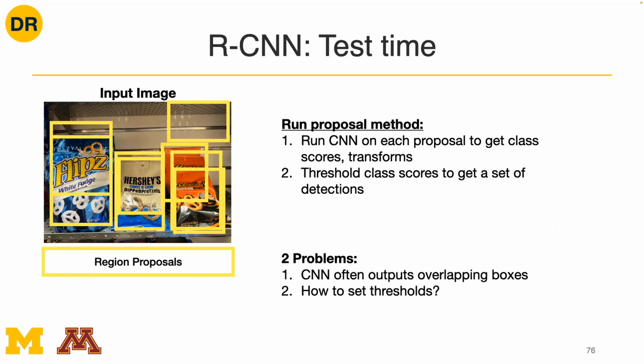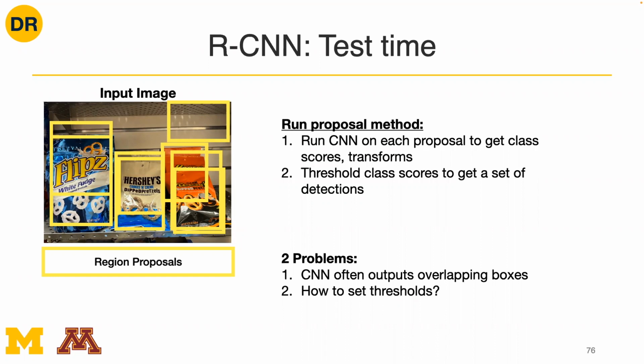During the test time, what can happen is you will get the class scores and also the transforms. And of course, you can use the thresholds to get a set of detections. You can have the IOU help you figure out if that particular region proposal is useful or not. But then you also have this problem of outputs having overlapping bounding boxes. And you probably also need to figure out how to set this threshold on your IOU.